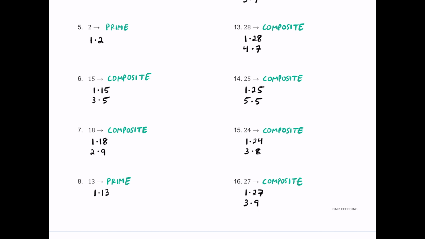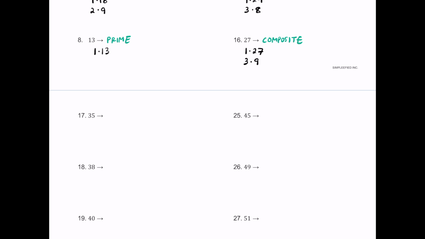Alright, so these are pretty quick. Once you get the hang of knowing what things are divisible by and you try them out, you have to kind of go through your multiplication facts or practice doing some division as well. For number 17, we have the number 35.